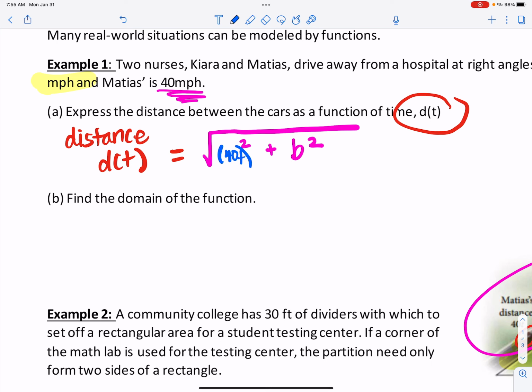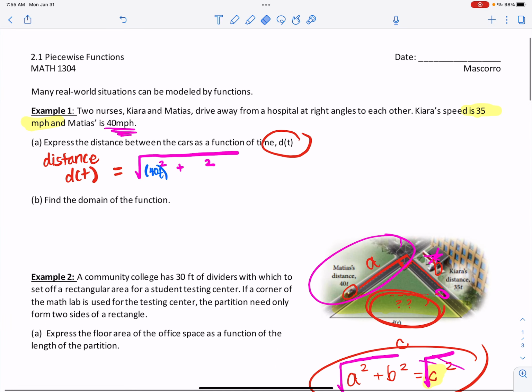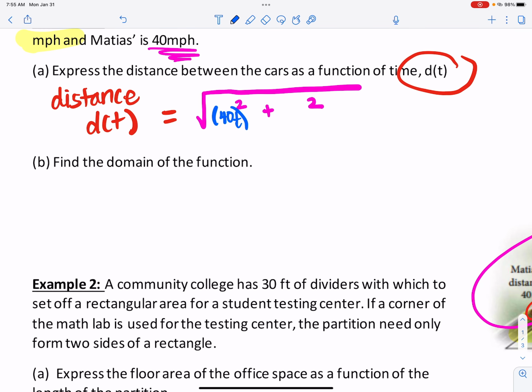There you go. And then instead of B, B is how far Kiara has traveled. And I don't know how far she's traveled, but I do know that she's traveling at a speed of 35 miles an hour. So for every hour that's gone by, she has traveled 35 miles. So instead of B, I'm going to write 35T. There you go. And that would be our expression for the distance between the two cars.